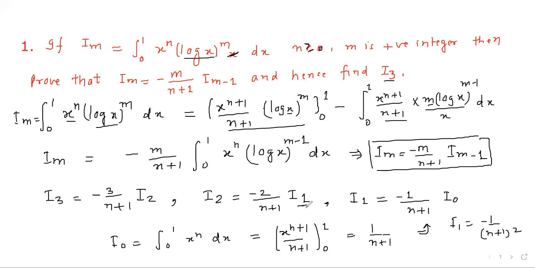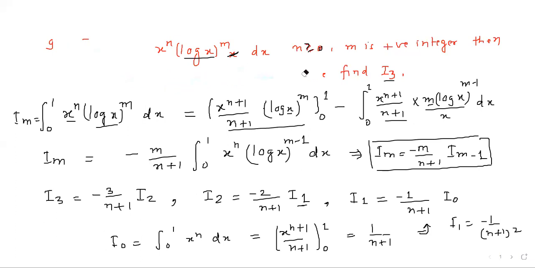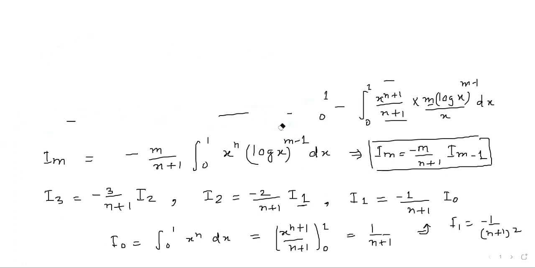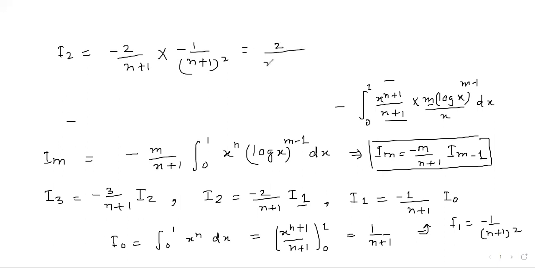And we can put this value here to get I_2. So we can write I_2 equal to minus 2 upon n plus 1 times I_1. I_1 is minus 1 upon n plus 1 whole square. So this becomes 2 upon n plus 1 whole cube. So this is the value of I_2.